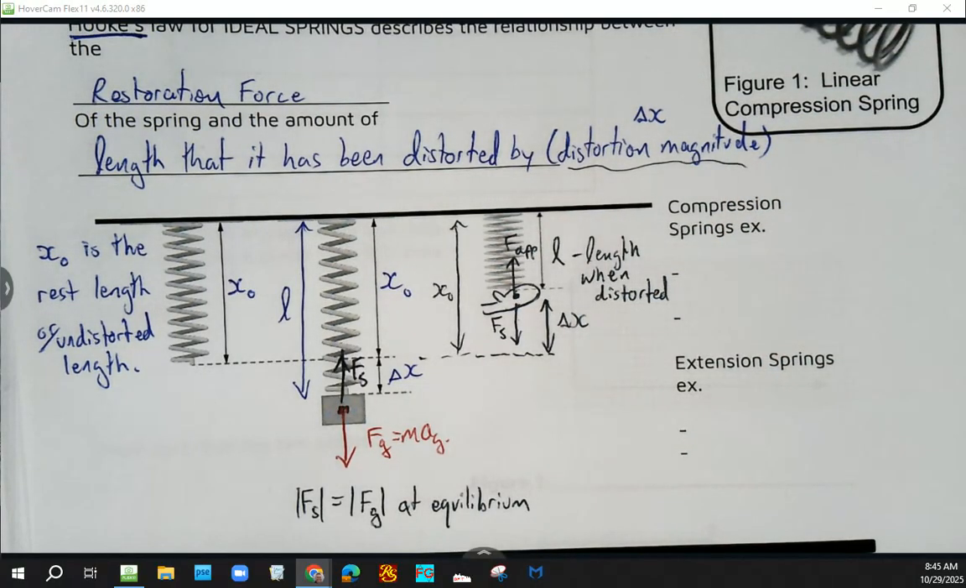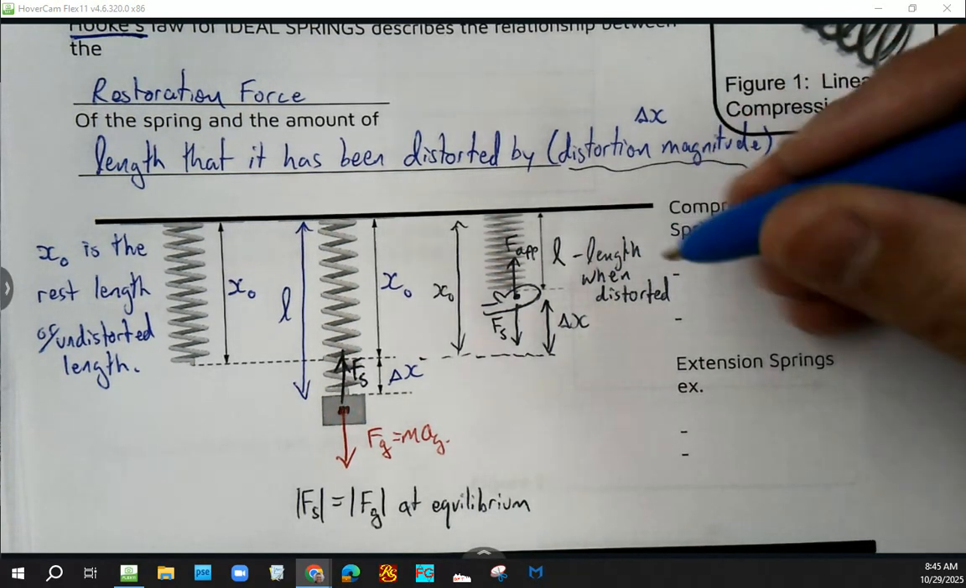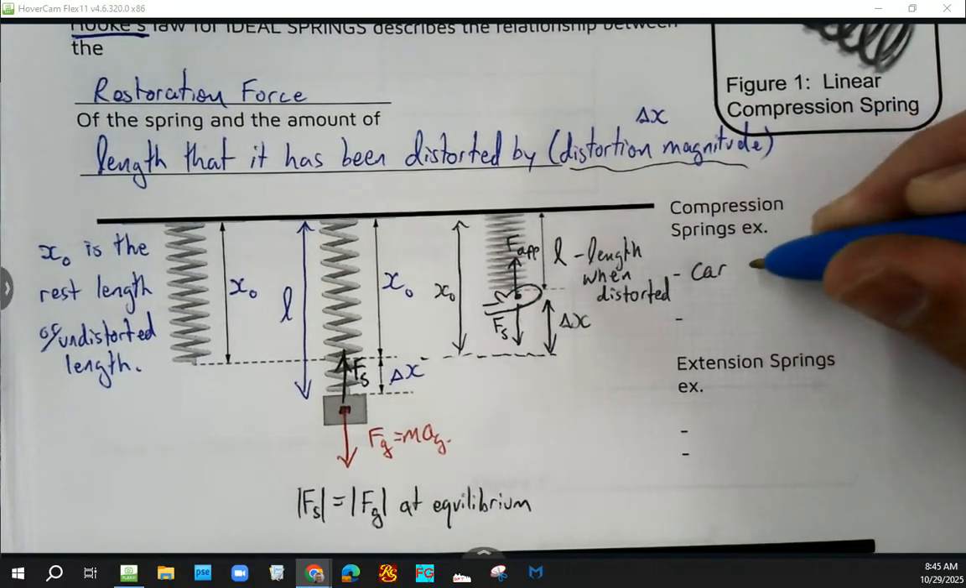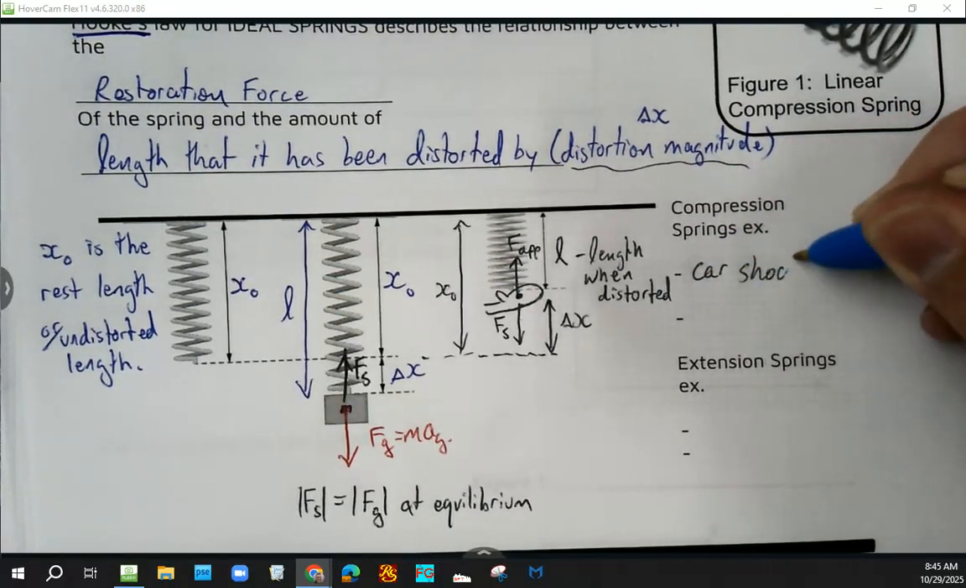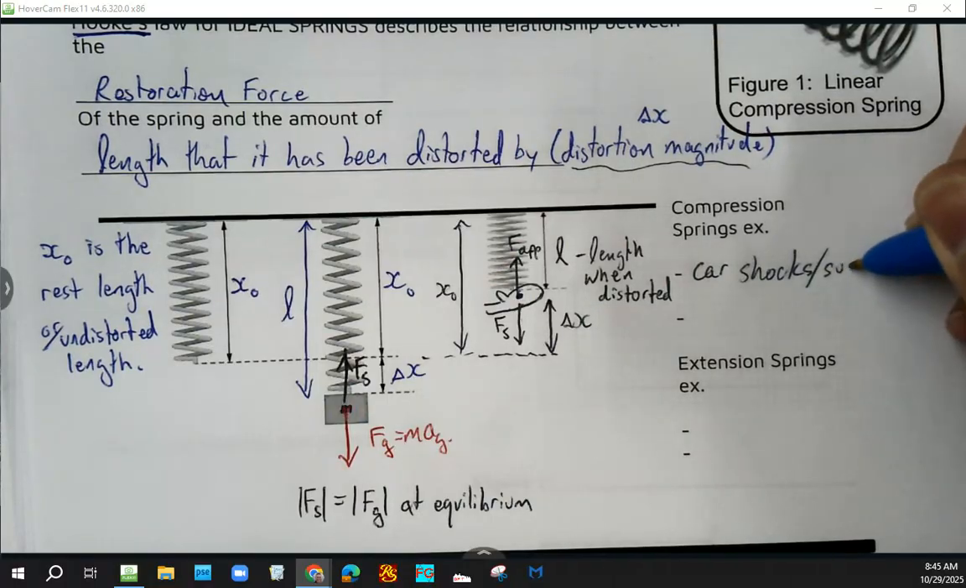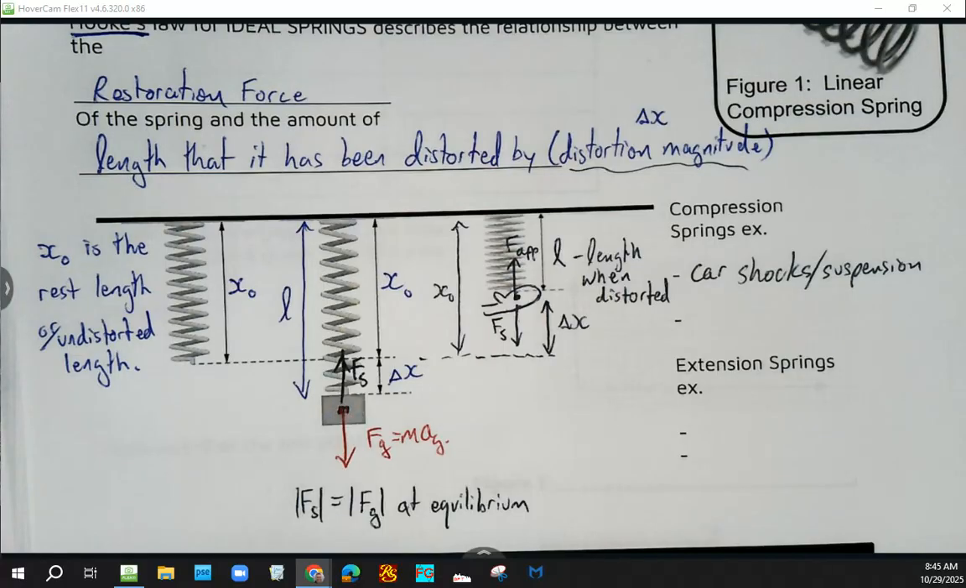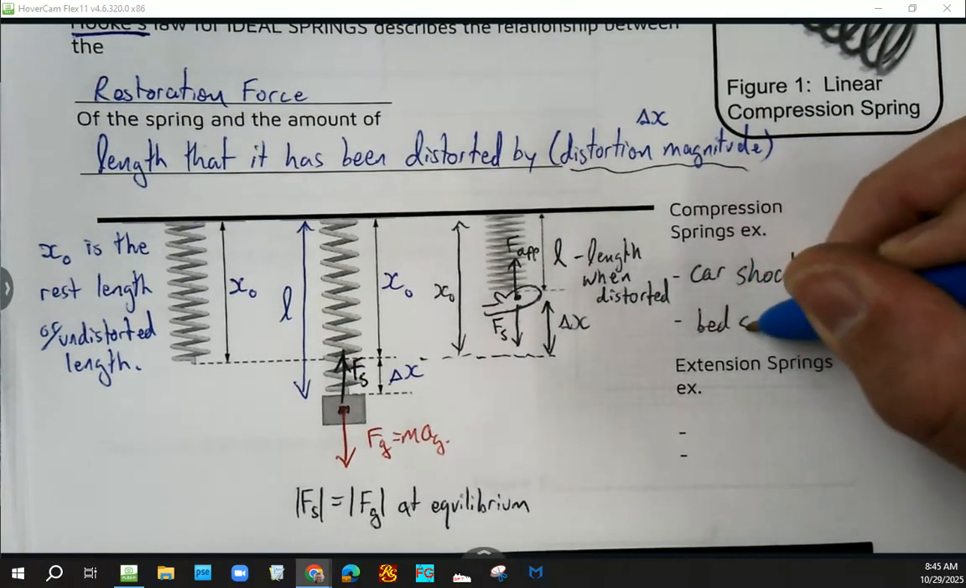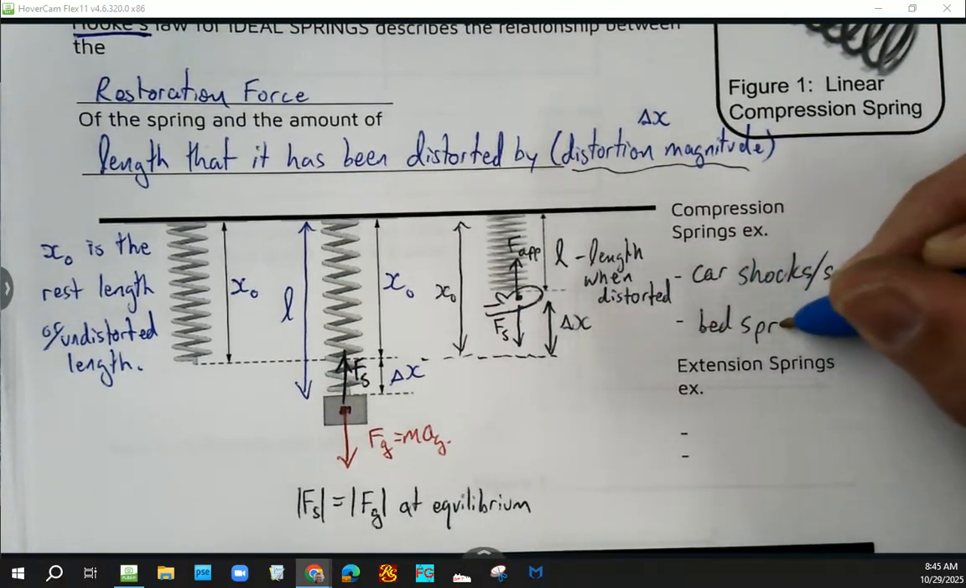And I said that there's compression springs and extension springs, and I want to just jot down a few examples. So one example of a compression spring. What would a good compression spring be? Alex? Car suspension, sure. Car shocks, suspension. What would be another one? I know that there's pneumatics and hydraulics involved in those things too, but there could be springs, right? What's another thing? Yep. Bed springs. Sure, if you have a spring-based bed.